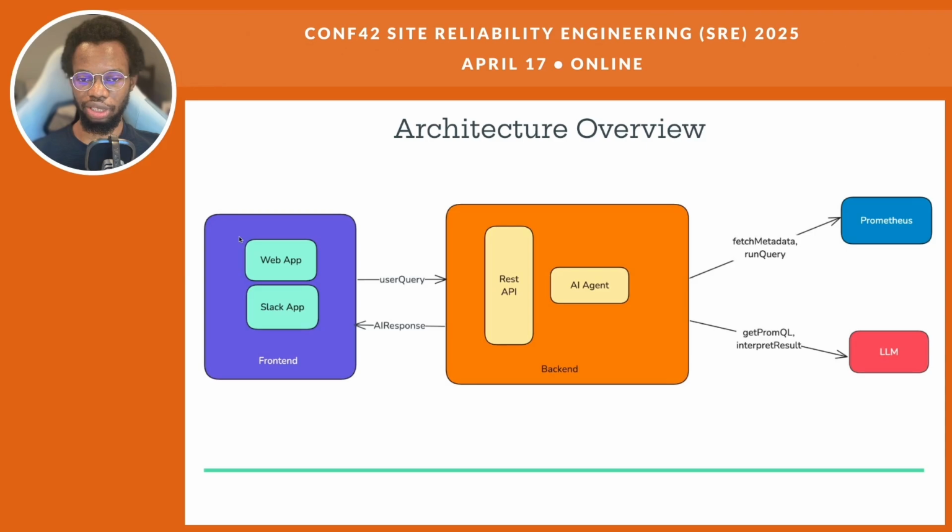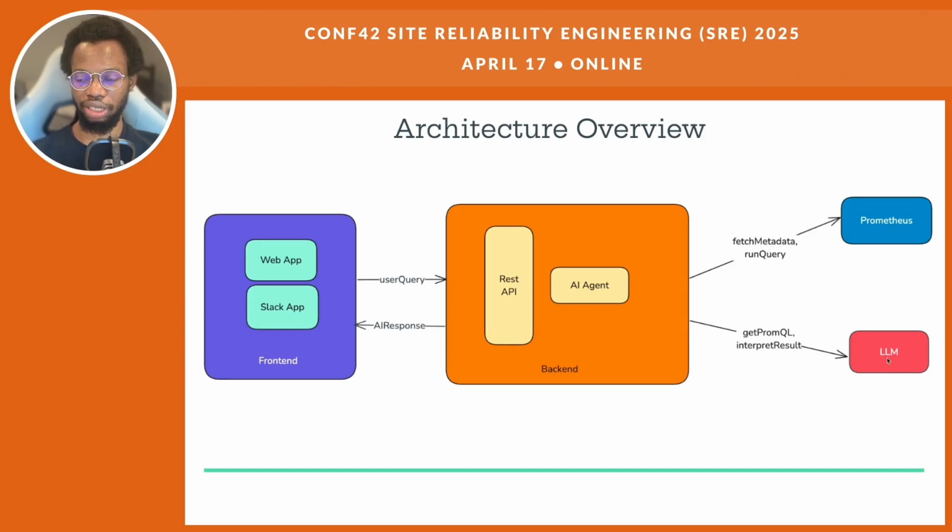So the flow is: the request comes in, let's say, from the web app, and goes to the backend. The backend takes the question and sends it to the AI agent. The AI agent takes the question and sends it to the LLM, so the user query together with the metadata. The metadata in this case, you can think of it like the schema of your data. It basically contains information regarding what kind of metrics are available in your Prometheus instance and the descriptions for them. So you send that together with the user query to the LLM.